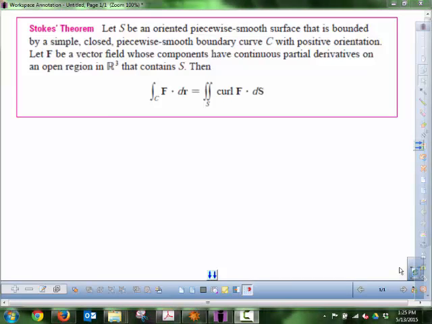What do you get when you take the curl of a vector field? No, it's not a joke. There's no more joking in this class.